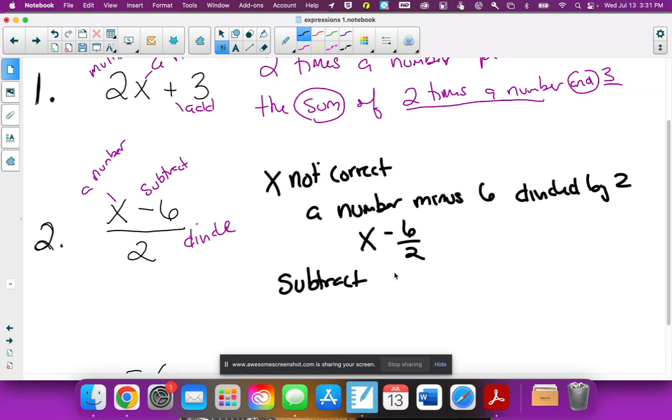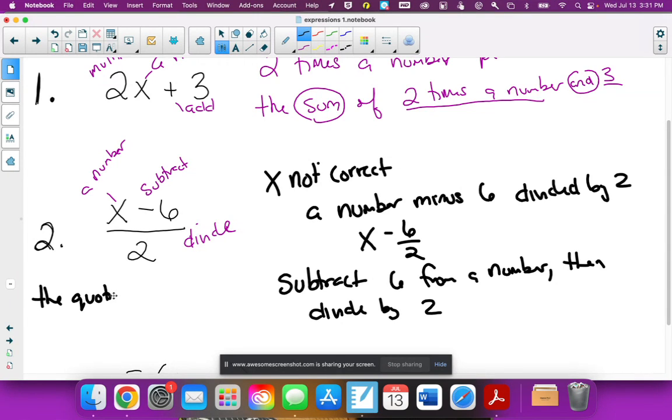So one that would be correct, you could say, okay, subtract 6 from a number. You get that all important comma and the word then divide by 2. You could also say the quotient of a number subtracted by 6 and 2. There we go.